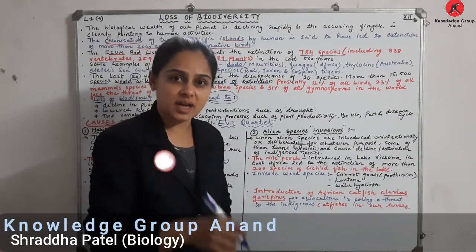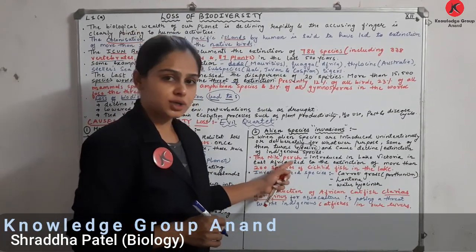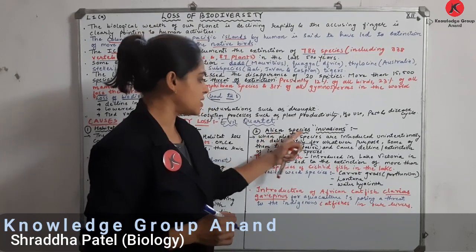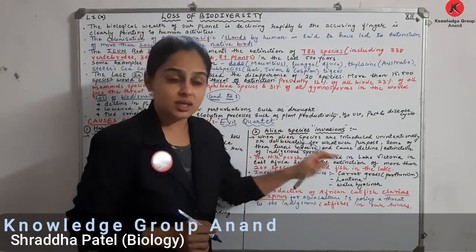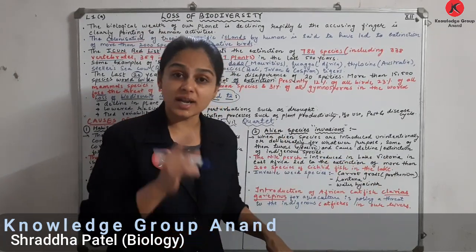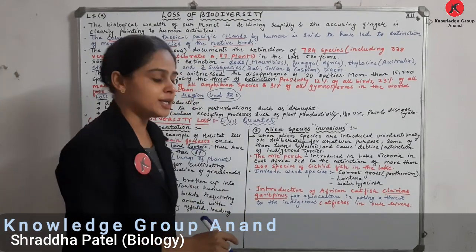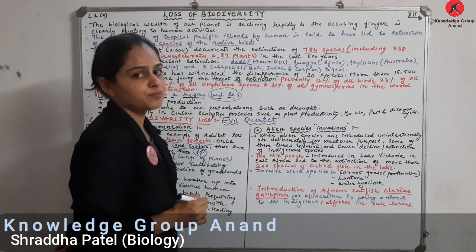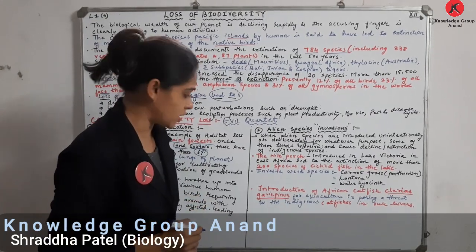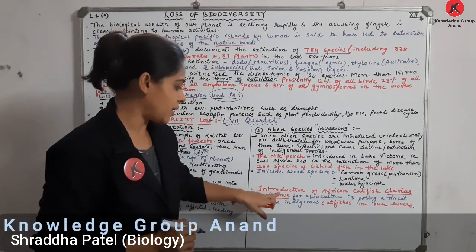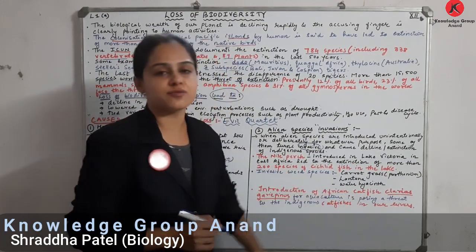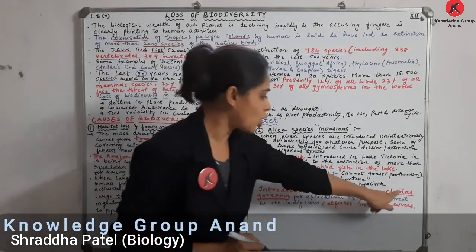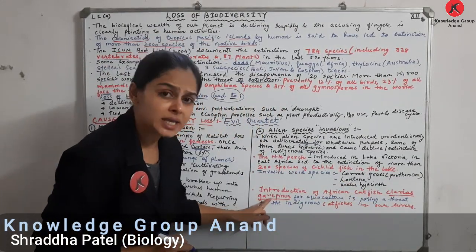Whose introduction was done in the lake? Nile perch. Now Nile perch is considered an alien species in Lake Victoria, and this fish itself led to extinction of 200 species of cichlid fish. So this is a very important example. One more example, introduction of African catfish, that is Clarias gariepinus.